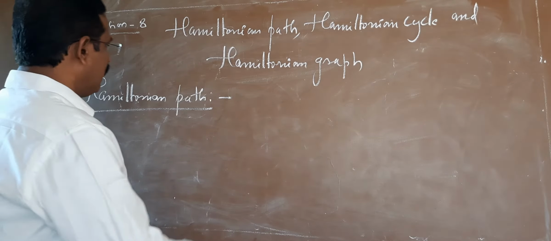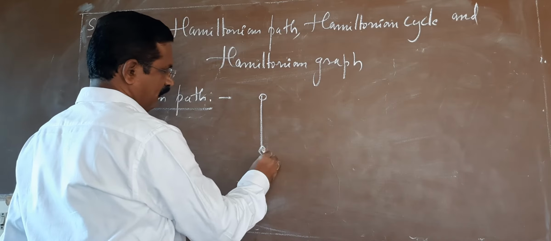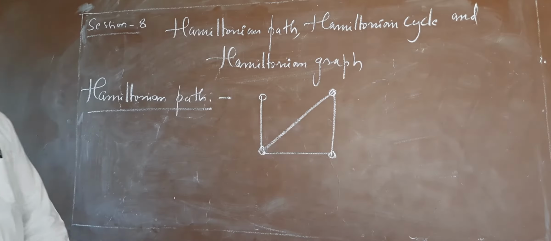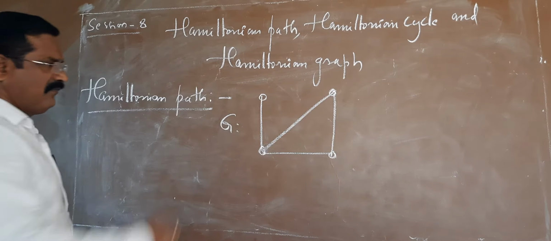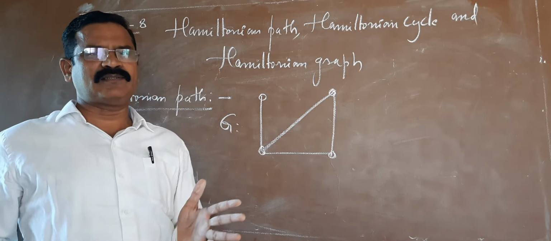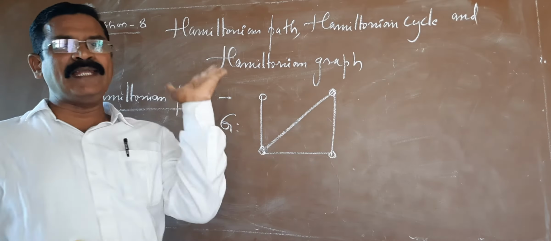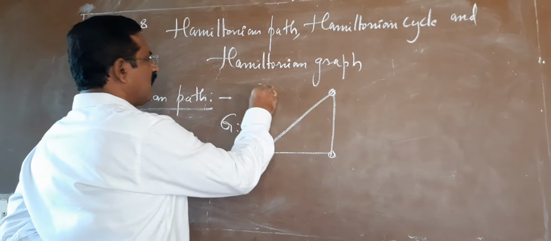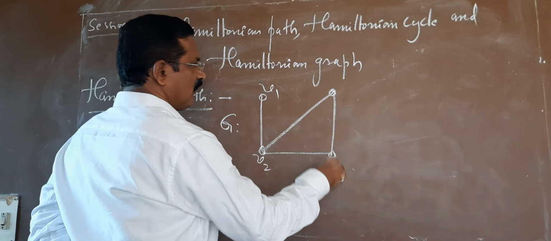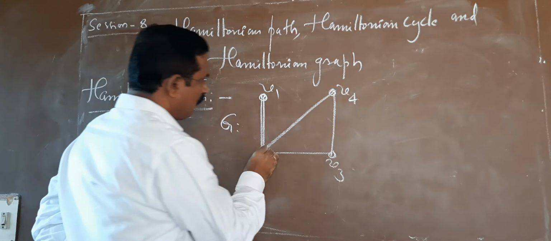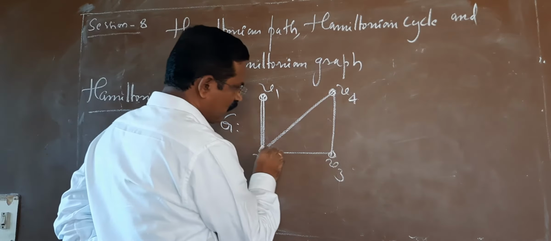Let me consider one example. So this is one graph. Is there a Hamiltonian path? What I say, a Hamiltonian path is a path. What kind of path is it? It is a spanning path, a path containing all vertices of the graph. Let me label the vertices as V1, V2, V3, V4. So there is a path from V1 to V2, V2 to V3, V3 to V4. So this is the path.